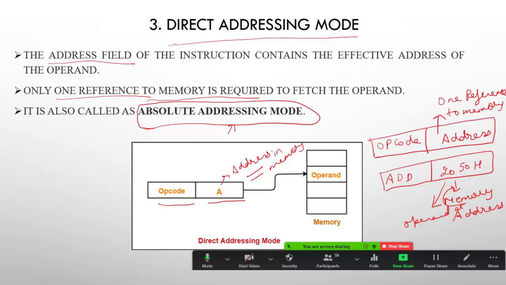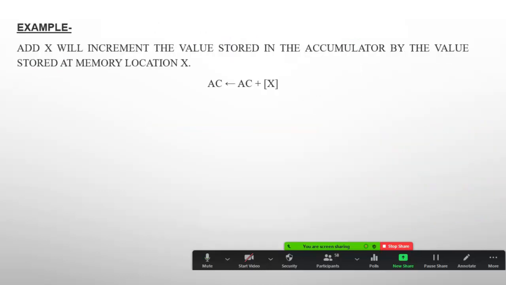You can see in this diagram that A is pointing towards the memory, and here the value of the operand is stored. This address is also called the effective address, because you are able to find the value directly at the memory location that was specified in the instruction.